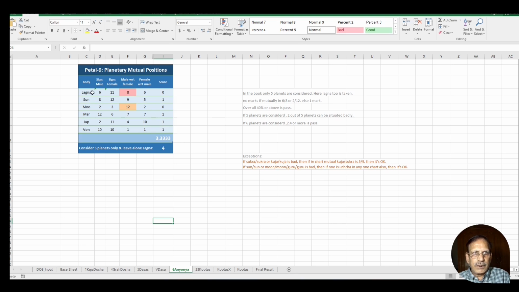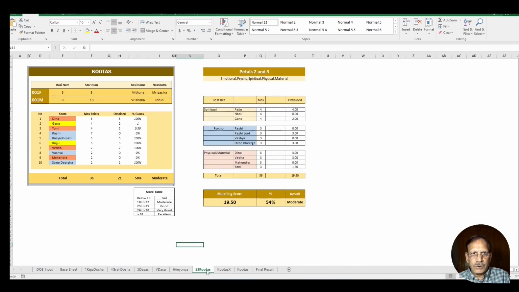The book is not considering Lagna mutual positions, whereas Mr. Ganeshan Srinivasan is considering that also. So I gave both. If Lagna is also considered, this is the result. If Lagna is not considered and only these 5 planets are considered for mutual position checking, then this is the value. Then the 2nd and 3rd petals are given here. We have 54% for this person.